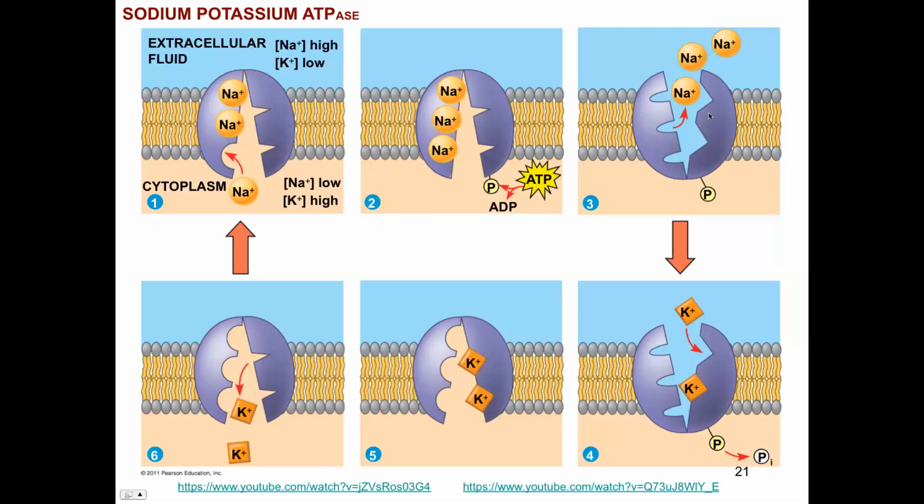So this now will allow for two potassiums to bind. These two potassiums will bind, and the phosphate group is going to fall off. So now the protein goes back to its original shape. The potassiums will then be facing the inside of the cell, and they will come off. And then we can start again. This happens over and over and over again. Your body uses a lot of energy to maintain this system.